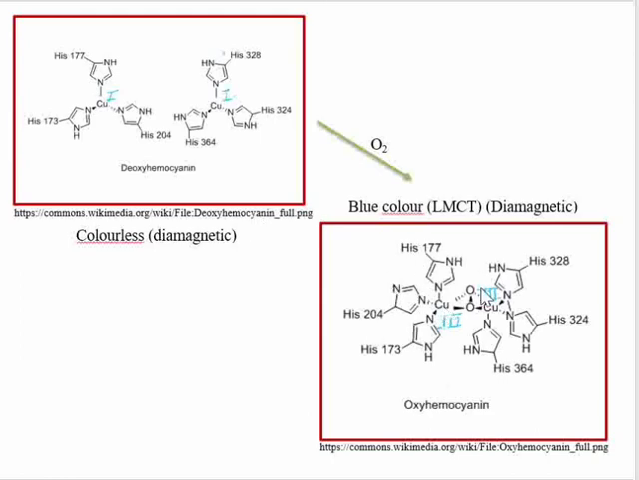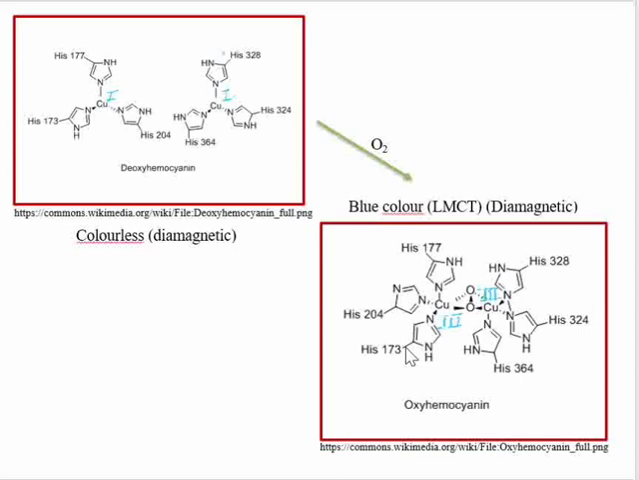While in the case of this complex, oxyhemocyanin, after attachment of oxygen between these 2 copper centers, they oxidize to copper(II), and this is blue in color because of ligand to metal charge transfer. So this oxide will act as a ligand, and the electron will transfer from this oxide to the copper. So it will show an LMCT type spectrum, and it is diamagnetic in nature. In this way, hemocyanin can carry oxygen in the mollusks.